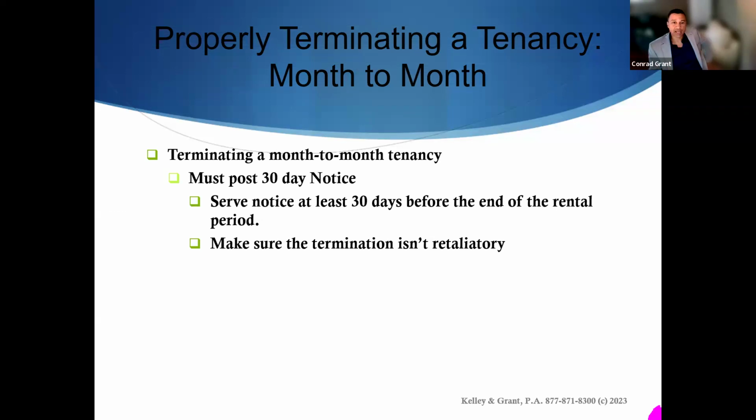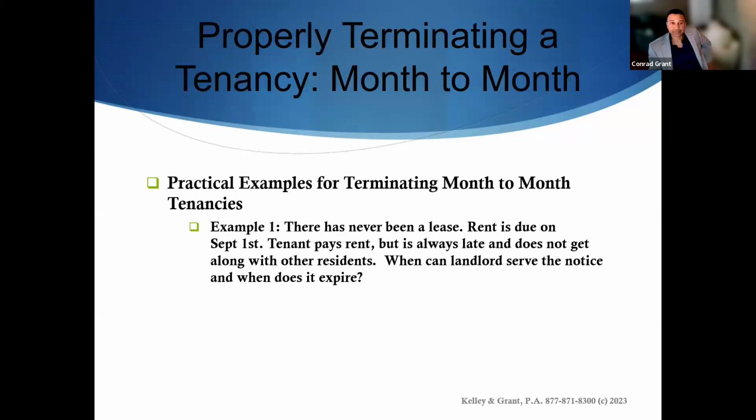So 30 days. And regarding the defense, you have to make sure the tenant cannot use the defense that this is retaliation: "Oh, I reported the landlord to code and then he decided to evict me." All right? You cannot retaliate against tenants. You can't evict them just because they reported you.